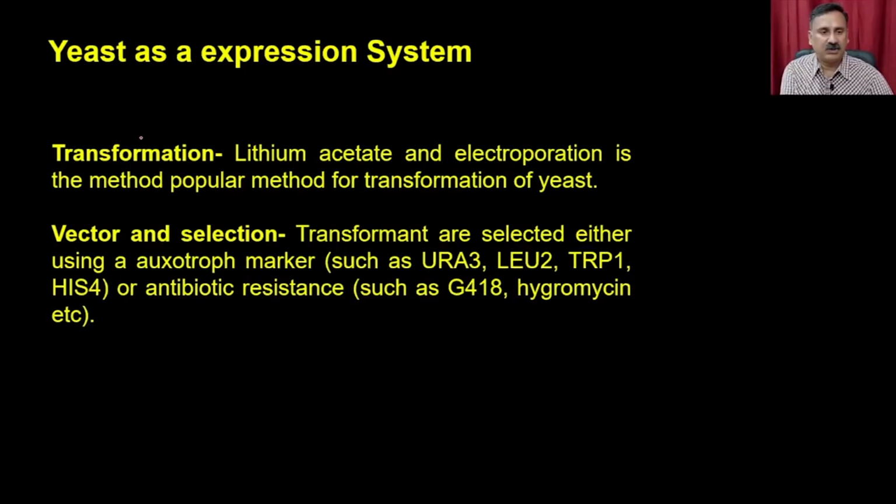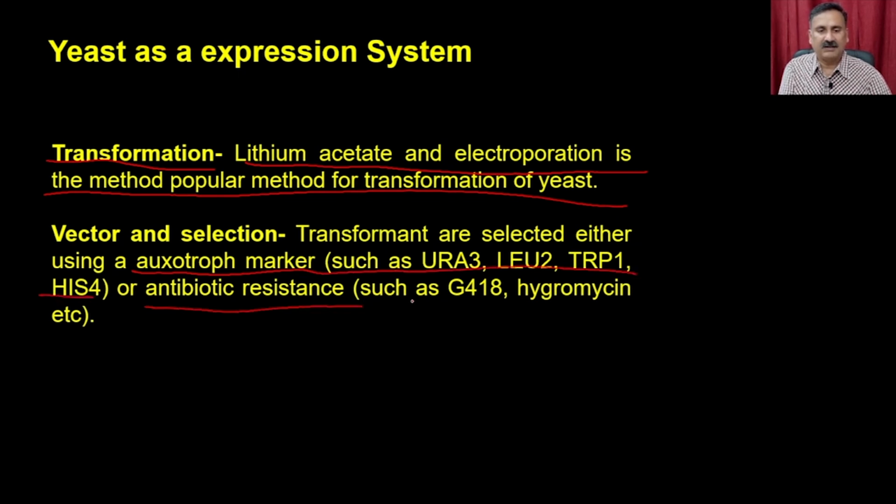As far as the transformation is concerned, lithium acetate and electroporation are the popular methods for the transformation of yeast. And for the vectors, you can use different types of vectors, and they can be selected based on auxotrophic markers. You can also use antibiotic resistance such as G418 or hygromycin.